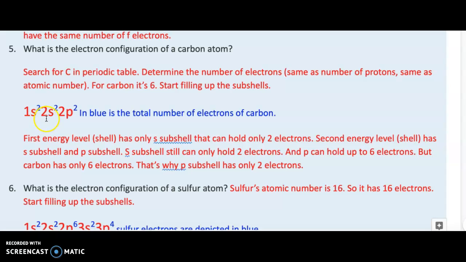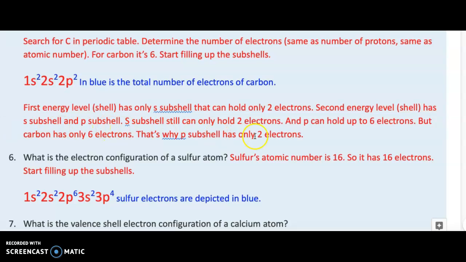So 2s, 2 electrons, fill it up. 2p, only 2 electrons we need. So in blue, I showed you the total number of electrons of carbon. This is how you know how many electrons are there. 2 plus 2 plus 2 is equal to 6. So this is the electron configuration of a carbon atom.